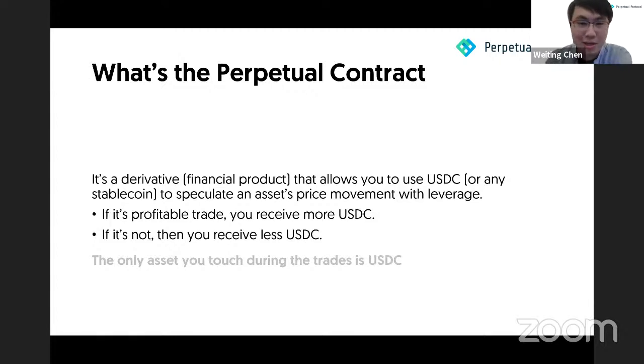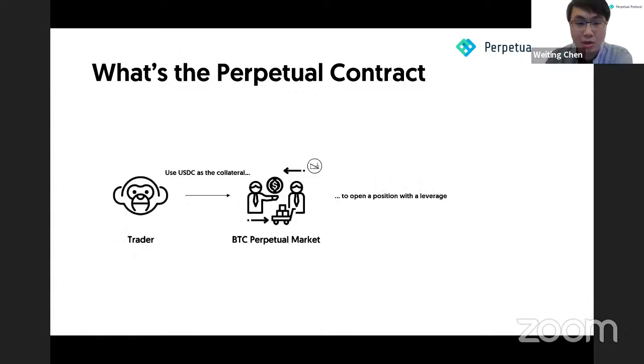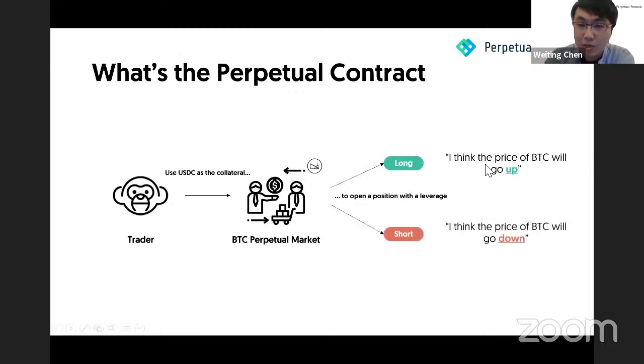Sounds complicated, right? So here's an example. Assume you are a trader who only has USDC or stablecoin in your account. What you can do with that USDC to speculate on the price movement is open a position with USDC as collateral. For instance, if you think the price of Bitcoin will go up, you should open a long position. On the other hand, if you think the price of Bitcoin will go down, then you should open a short position.